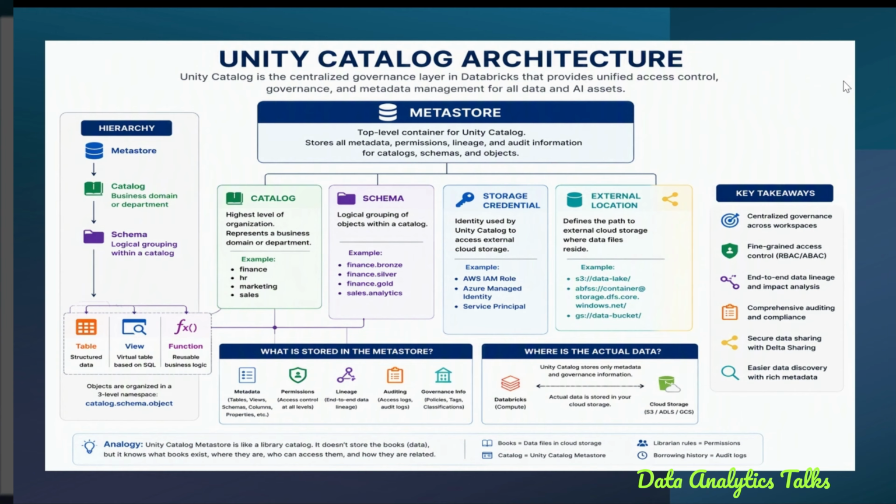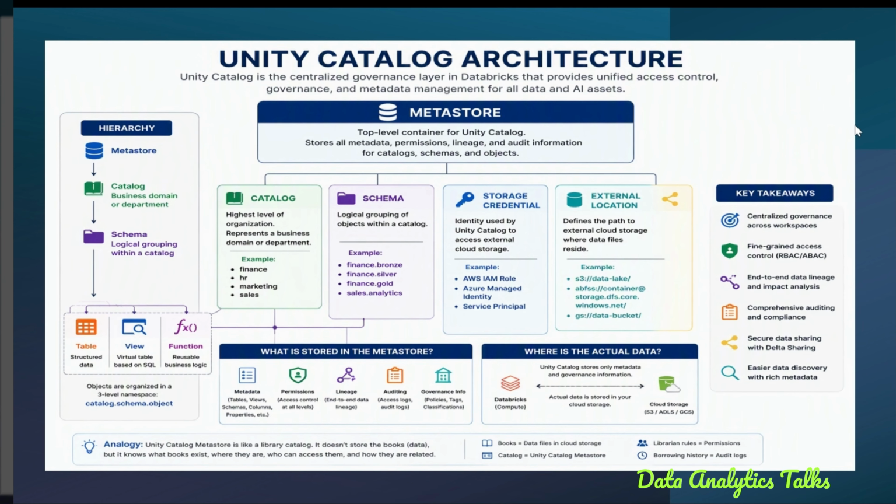In this video, we are going to understand the architecture of Unity Catalog and how its components work together. I have a slide, and let's explore this slide to understand Unity Catalog well. To recap, Unity Catalog is a centralized governance layer in Databricks. It provides unified access control, governance, auditing, lineage, and metadata management for all your data and AI assets. That's the definition of the Unity Catalog.